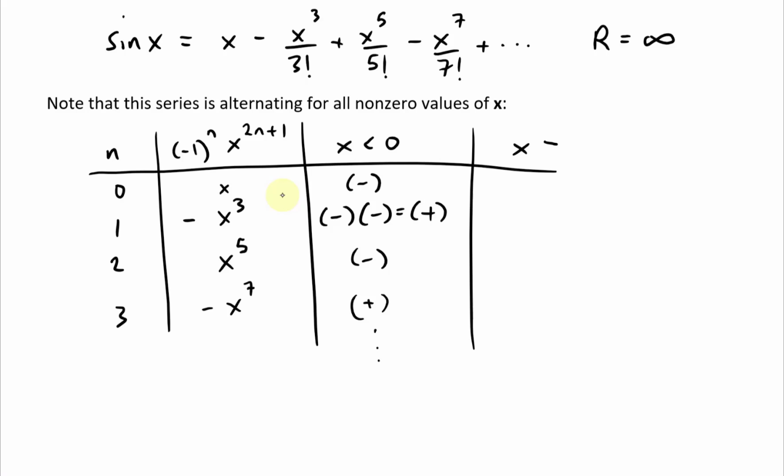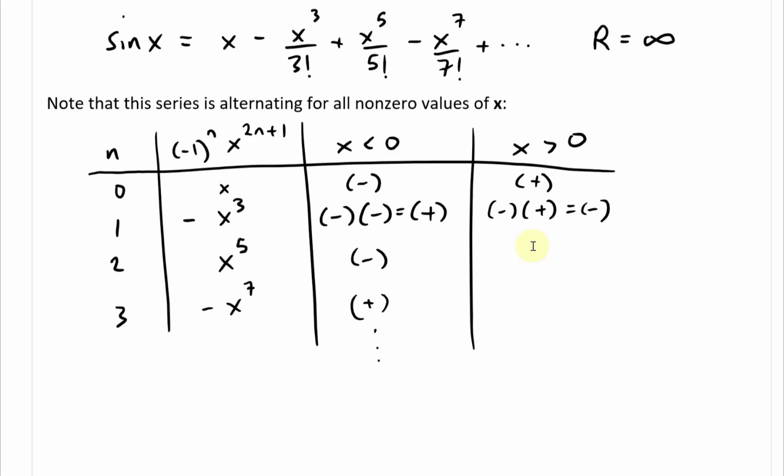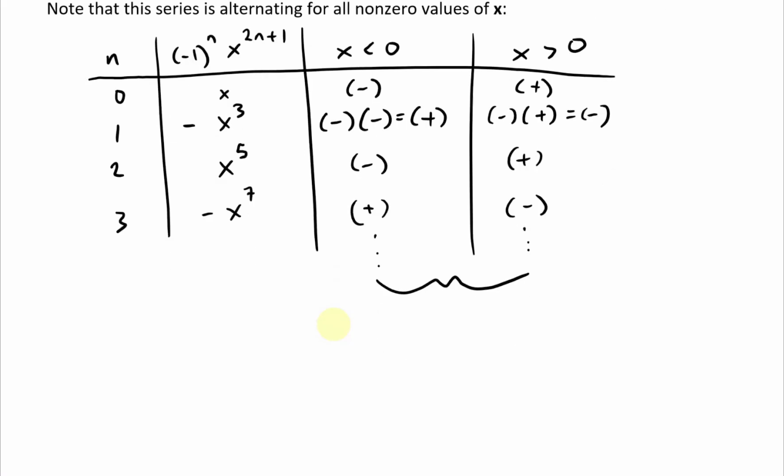And then when x is greater than 0, just the other case, what we're going to have is the first one's going to be positive. The next one's going to be a negative times a positive, which equals negative. So we have plus, negative. Next one's going to be x to the 5, which is just positive. Next one's going to be negative times a positive, that's going to be negative. So notice that this is alternating. These are both alternating for all values of x when x is not equal to 0.